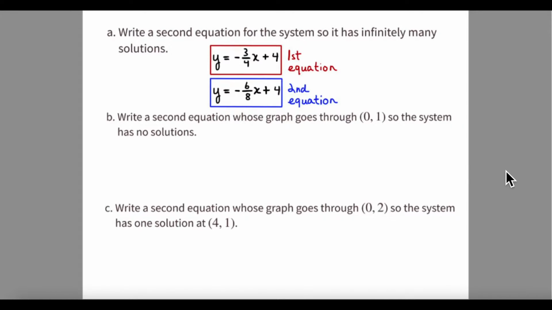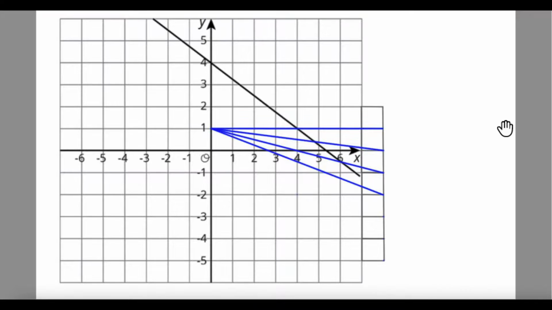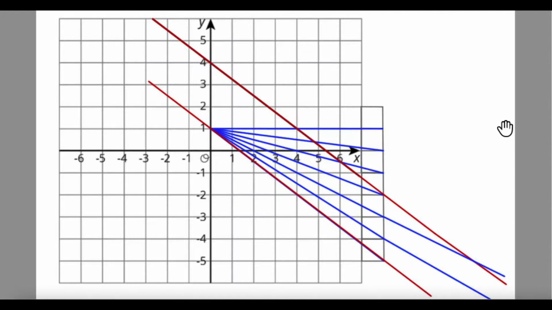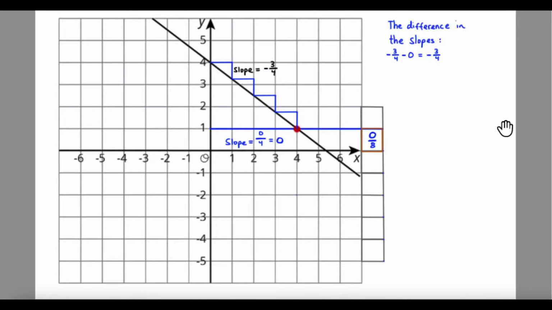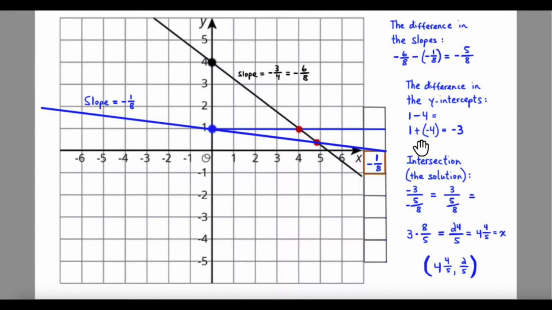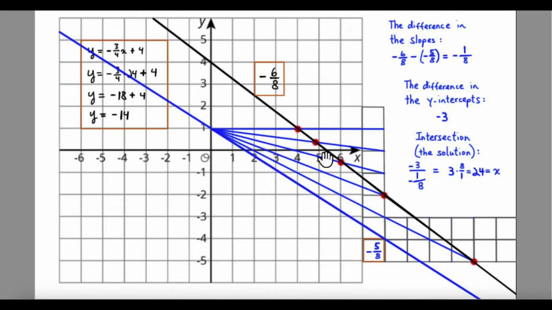The second PDF is for part B and shows what happens as the difference in the slopes gets smaller. So as the difference in the slopes gets smaller, the x-coordinate for the solution gets larger. It moves farther and farther to the right along the x-axis. So why does that happen?